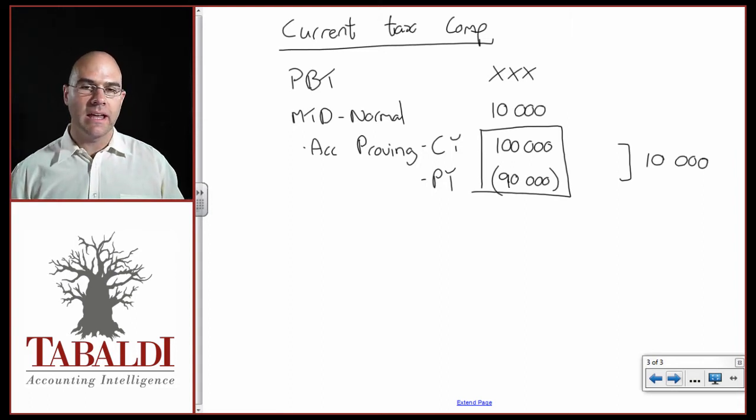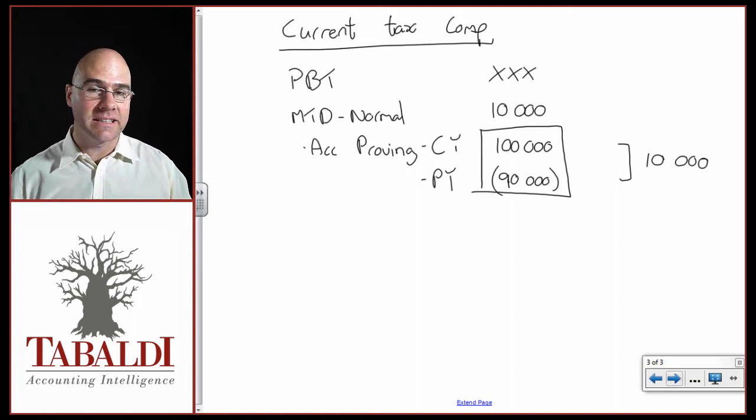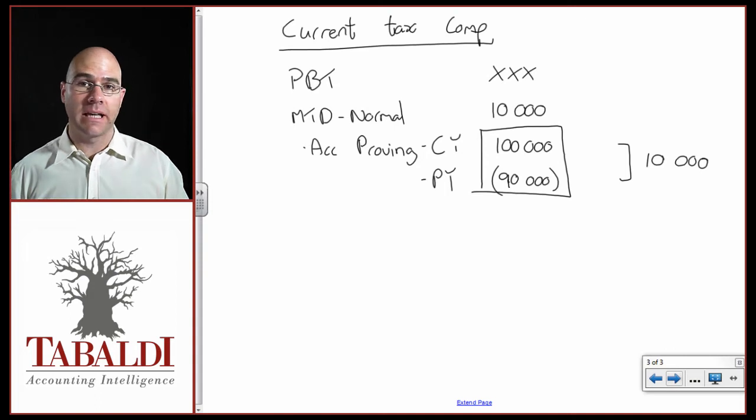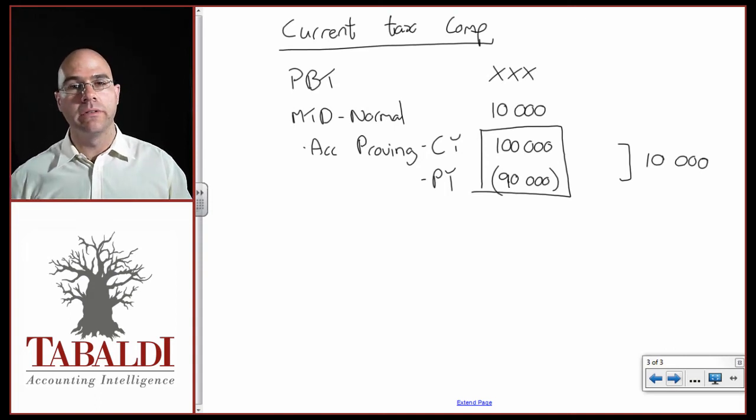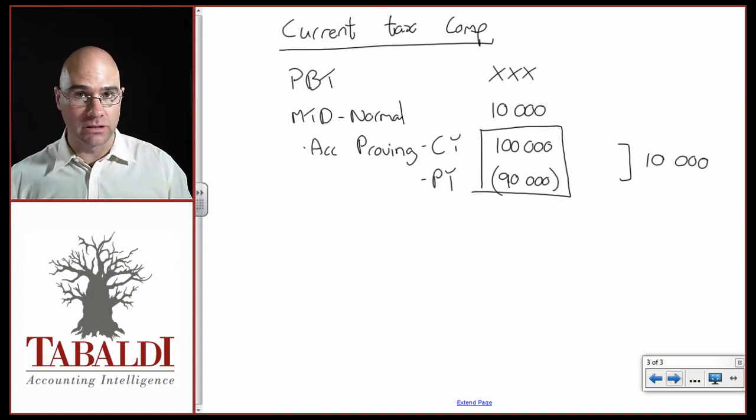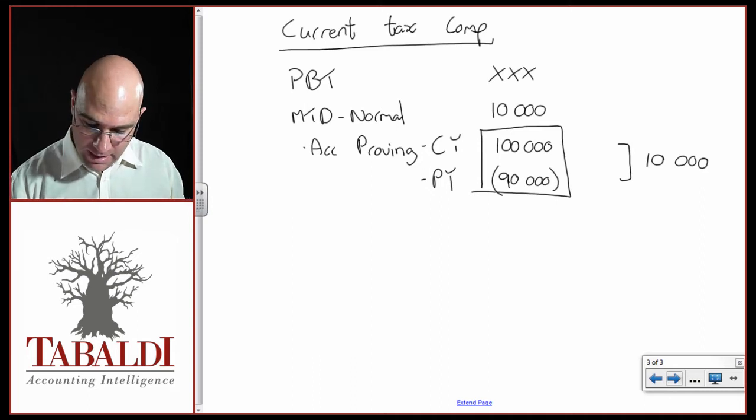That positive 10,000 movement in temporary differences, we've got to ask ourselves, is it deductible or taxable? Well, if it's added to taxable income this year, in the future it will reverse out as a deduction. So, therefore it is a deductible temporary difference.